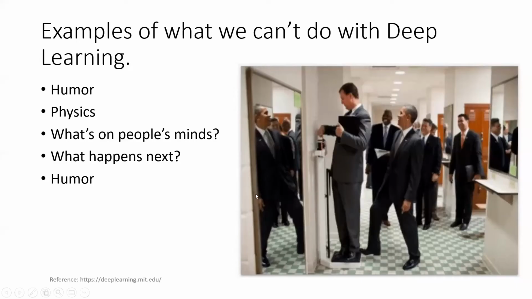So, examples of what deep learning can do. I got this example from a tutorial from MIT. It was a very interesting tutorial. The tutor was saying that, for example, in this photo, we as humans can tell that the people here are laughing. Probably they were sharing something very funny. But a deep learning model cannot tell the humor. It can't tell what happens next. It can't tell what is on people's minds. It can't tell the force of gravity, like the physics. Whereas we humans can tell that.